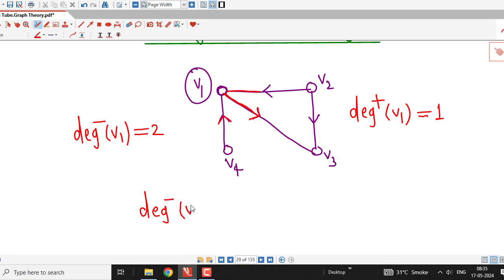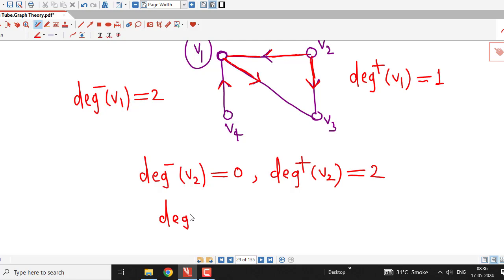Suppose we are interested in the in degree of vertex v2, then we have to determine the edges going into v2. Here there is no edge going into v2, or whose terminal vertex is v2, therefore the in degree of v2 is 0. And for the out degree of v2, we determine the number of edges going out of v2, or beginning at v2, or whose initial vertex is v2. There are two edges going out of v2, therefore the out degree of v2 is 2.